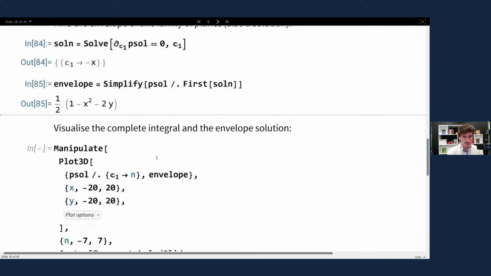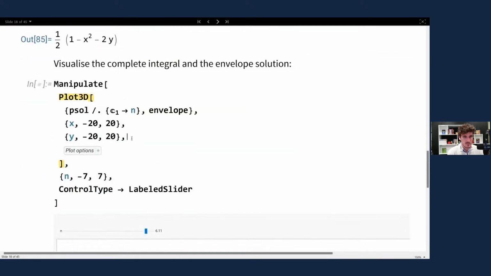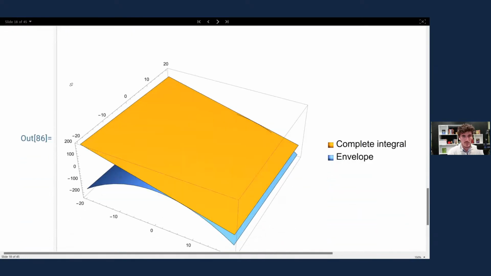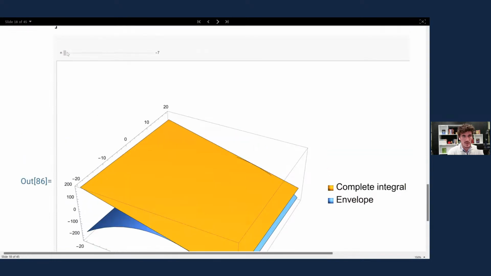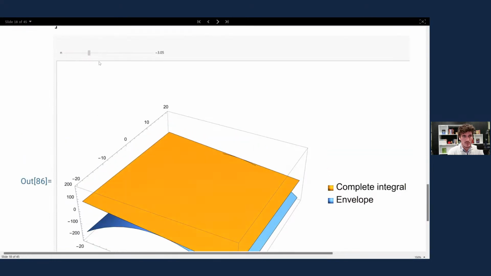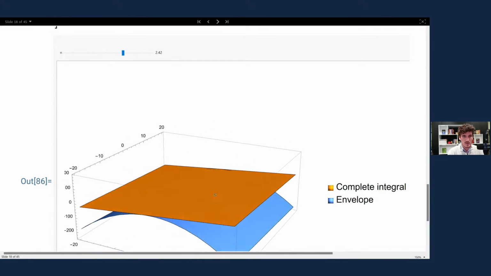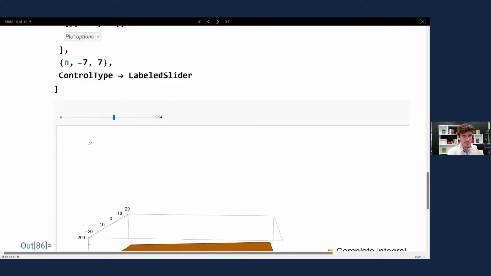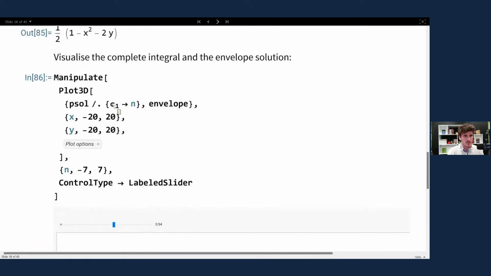Okay, then we have an envelope of solutions, and we can visualize these solutions using a manipulate, actually. Okay, so watch what happens as I vary n. We actually see the plane trace, or is always tangent to the envelope of solutions. Okay, now I should specify n is just what we're allowing C1 to be.